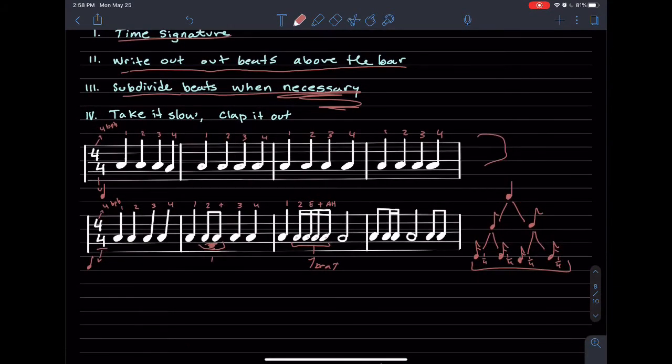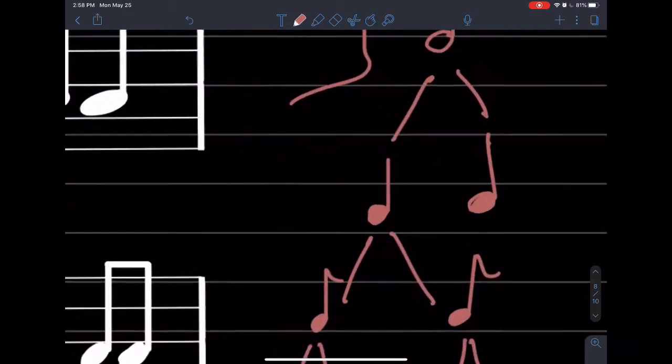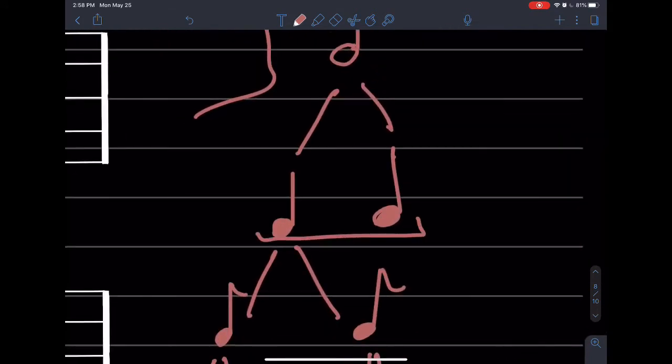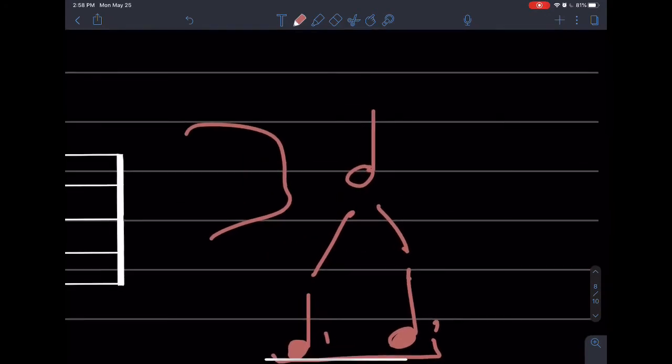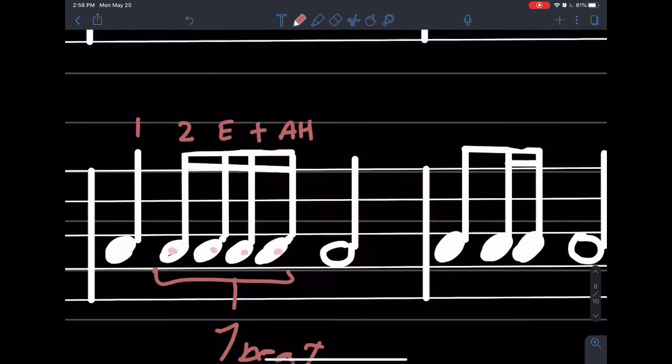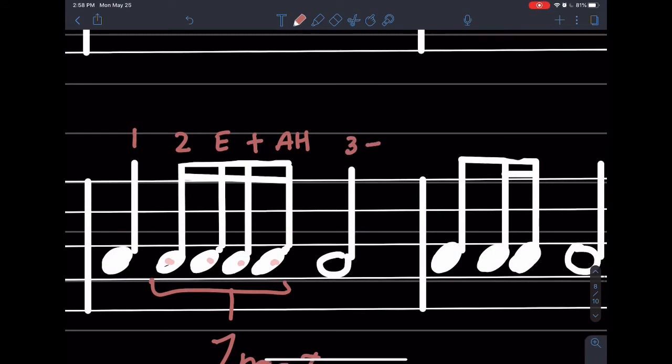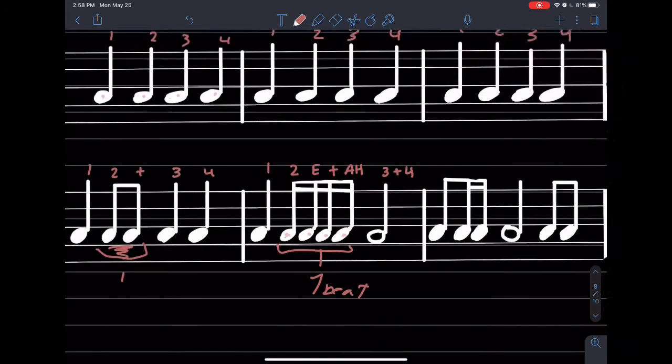Now it's important to also realize the relationship between quarter notes and half notes, which looks something like this. There's 2 quarter notes. These 2 quarter notes can go into 1 half note. If each of these is worth a beat, then this is worth 2 beats. All right, so this is worth beats 3 and 4 combined, which is a total of 2 beats.